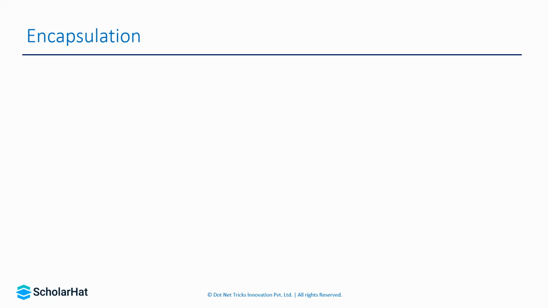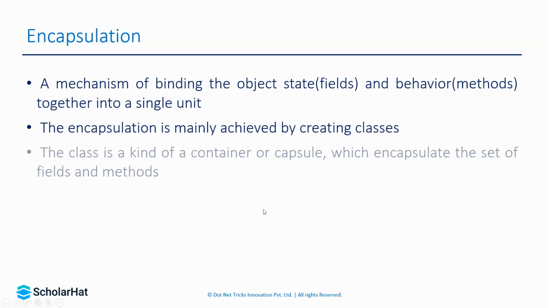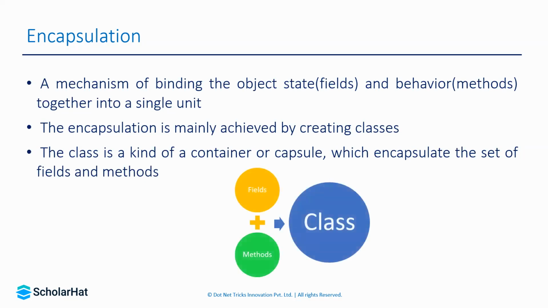Am I right? So ultimately, encapsulation is a process where we are binding the object state and the behavior together into a single unit. And how can it be done? It can be done, of course, using a class. So a class is the example of encapsulation where we are binding the fields. Fields are similar to attributes.